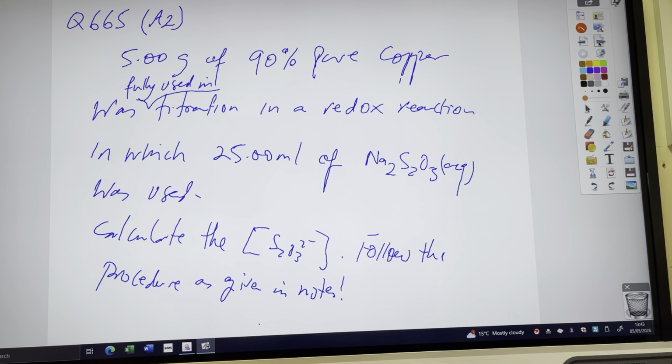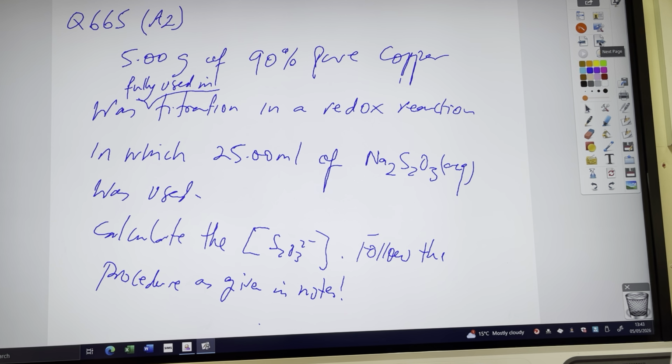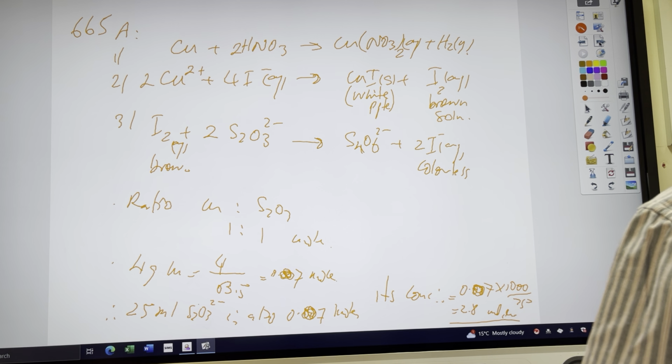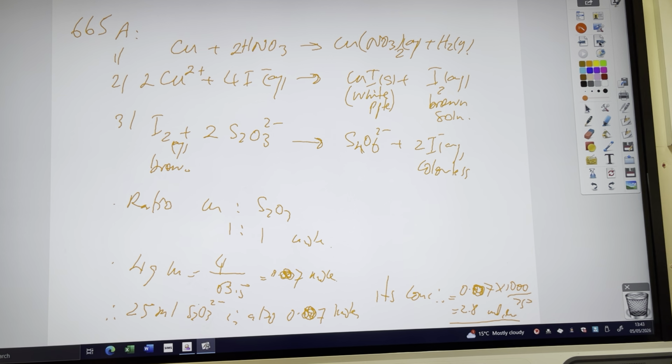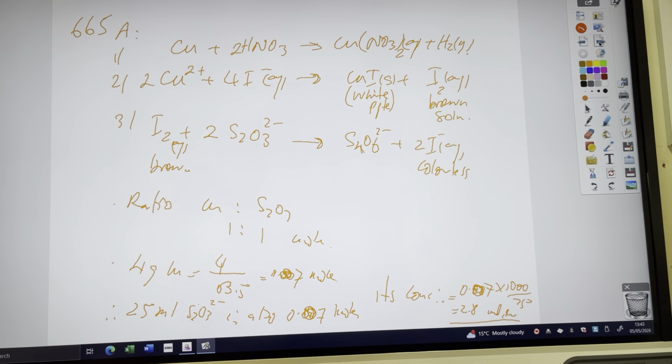And this one is a 5 gram of 90% pure. So I've tried to structure it slightly differently. On this occasion, you have to find out what the concentration of thiosulfate is. They can play it whichever way they want, but the procedure is, as you can see, for each of these equations, and arriving at the fact that the ratio is 1:1 is something that you have to arrive at, because some of you already know that that is the ratio, but that will not do. So the answer, seemingly from the question that I made up, is 2.8 moles per decimeter cube.